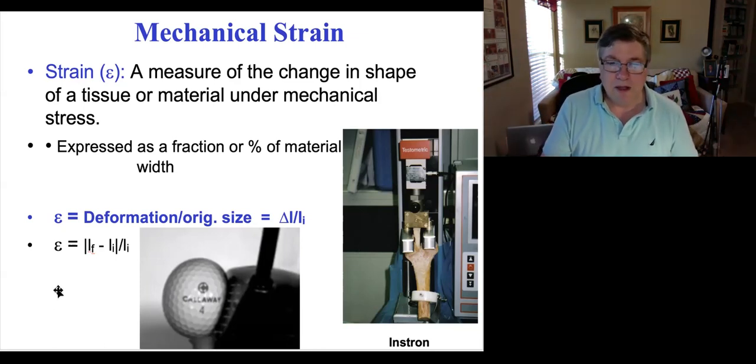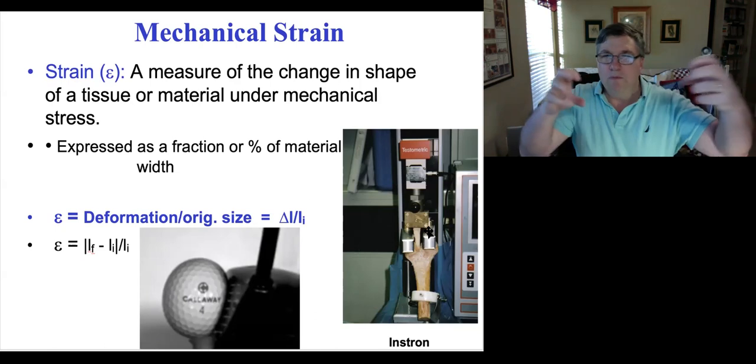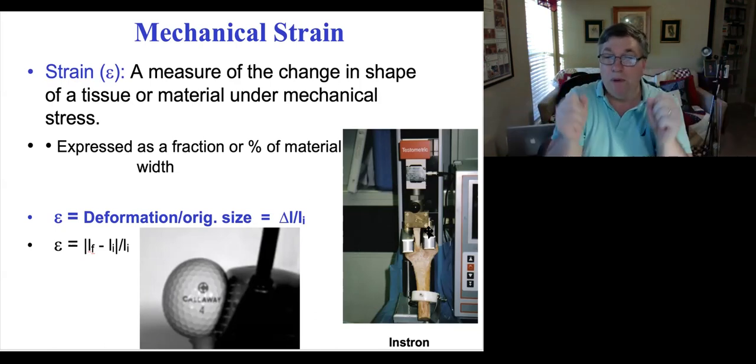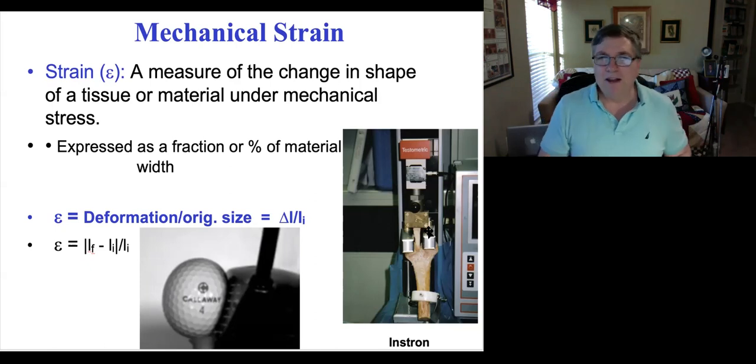And if you have a positive number, it just means you're stretching it. That's really about it. This is an Instron machine right here. These are really cool. So what an Instron machine does is it squeezes or pulls or twists or bends a material until it breaks. So that's the really fun part about it, that you get to break the material. Sounds like a lot of fun.